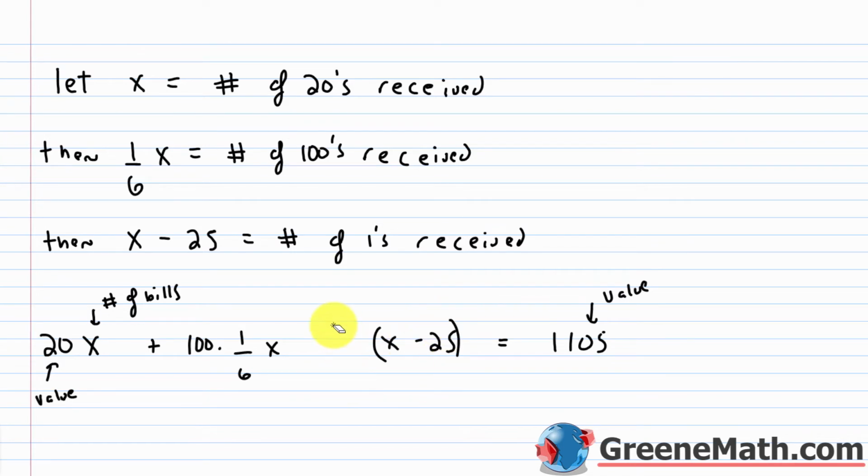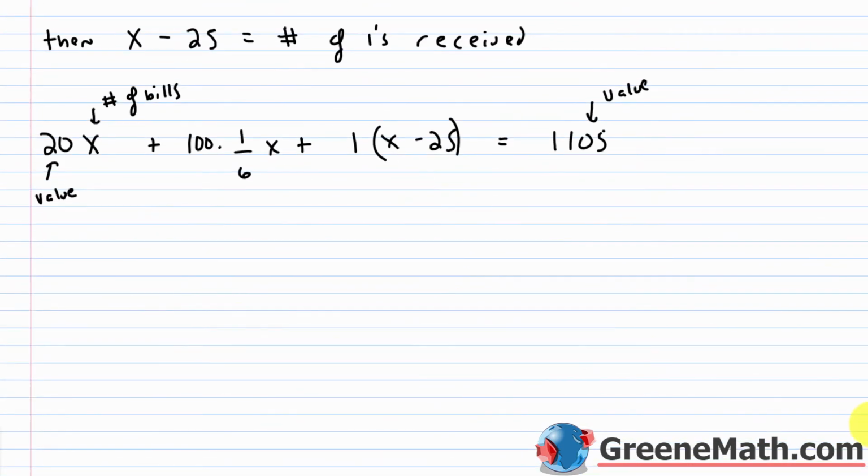For that quantity, make sure you use parentheses. Let's multiply that by 1. You know 1 times anything is just itself, but again, you want to use parentheses so you get into a good habit. All right, so now let's solve this equation.